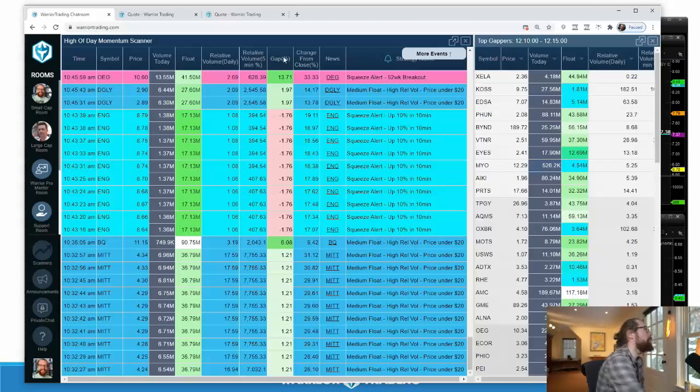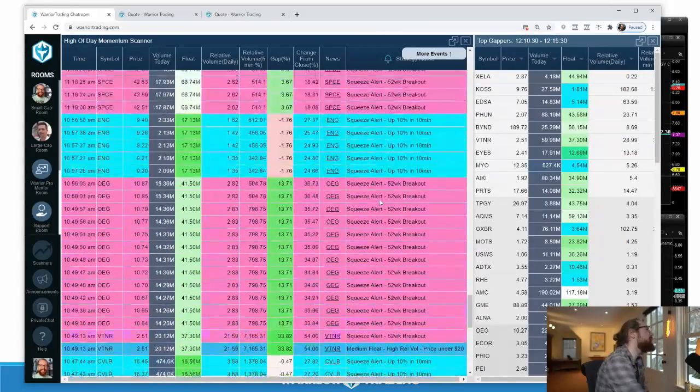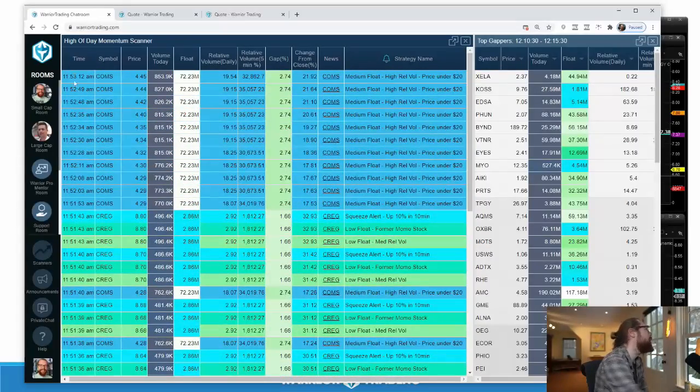Then we have our percentage of gap. This tells us whether or not the stock was gapping up or gapping down. The change from the close, how much is up or down from the close. This gives us the link out to news. And then this is the name of the strategy, which strategy is triggering the alert. And the color on the row is based on the different strategy types. All right, so again, this is fairly straightforward just in the way it functions. New alerts are at the top of the window, and this will keep running all day long. It doesn't start until the market opens at 9:30, and then it ends when the market closes at 4 p.m.